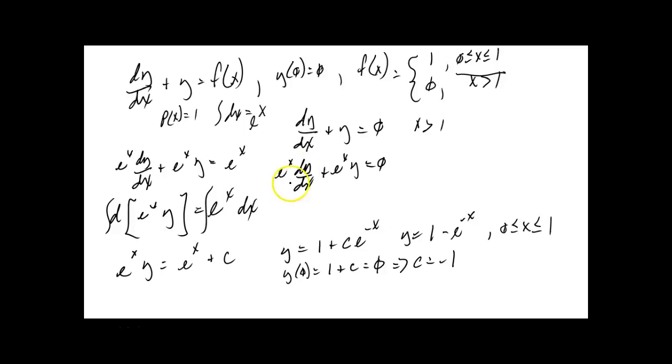All right. And this side over here, just like before, becomes d of e to the x y, and this is equal to, well, if the derivative is equal to 0, this is some constant here, right?